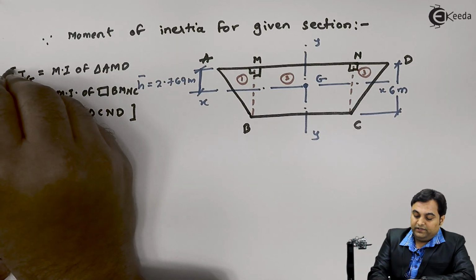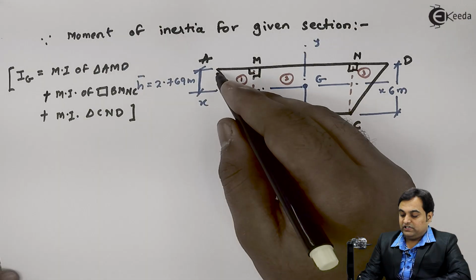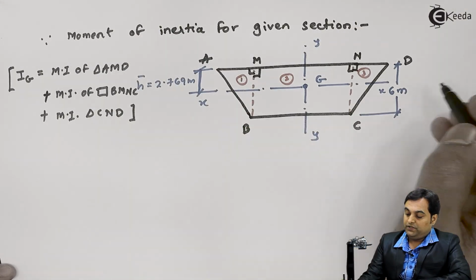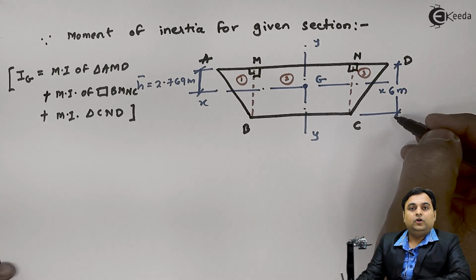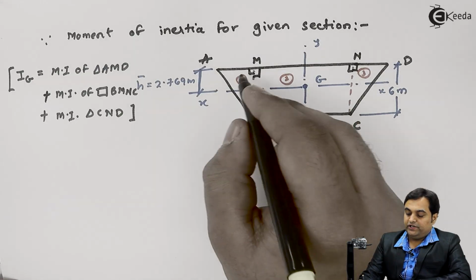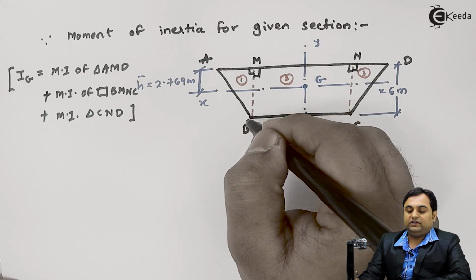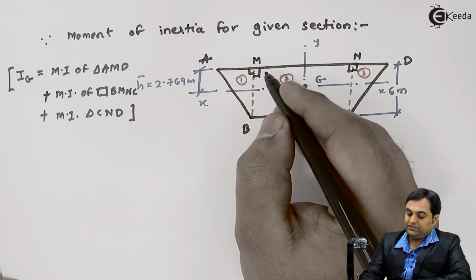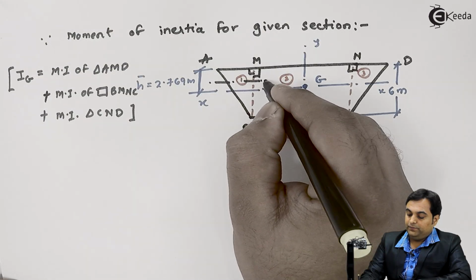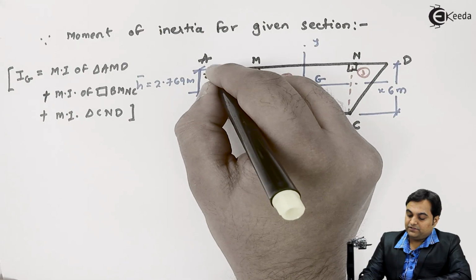It means I have to add the 3 moments of inertia. Now, as we know, we will start with the first figure, that is the first triangle. Since the height is 6 meter, we know that for the triangle, its centroid is located at 1/3 of the height. Height is 6, so 1/3 of 6 means its centroid would be located at 2 meter distance. This is 2 meter distance from the base.